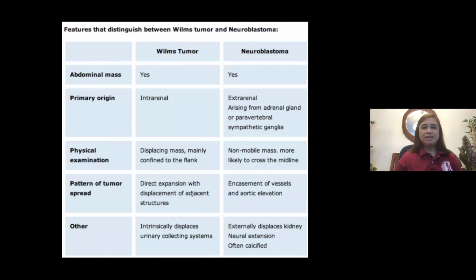On physical examination, Wilms tumor is mobile. The mass is mainly confined to the flank. But for neuroblastoma, it is non-mobile and more likely to cross the midline. For the pattern of tumor spread, Wilms tumor has direct expansion with displacement of adjacent structures, but neuroblastoma encases blood vessels and causes aortic elevation.